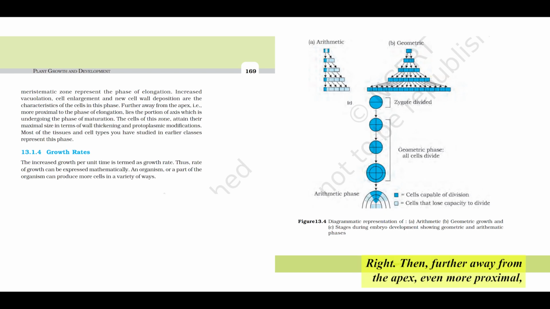Right. Then, further away from the apex, even more proximal, we find the maturation phase. Here, the cells have finished enlarging. Now they attain their maximal size and undergo wall thickening and protoplasmic modifications. They're differentiating. Specializing for their final job. Exactly. They're settling into their careers. Most of the tissues you studied earlier, xylem, phloem, parenchyma, they represent cells in this maturation phase, perfectly structured for their function. Okay, that sequence from division to elongation to maturation makes sense.